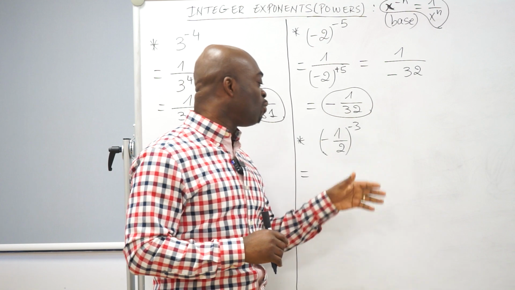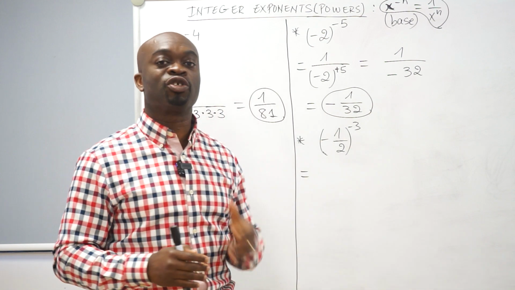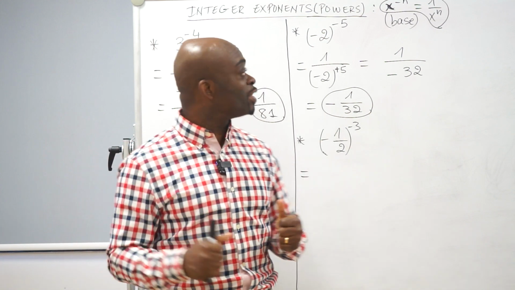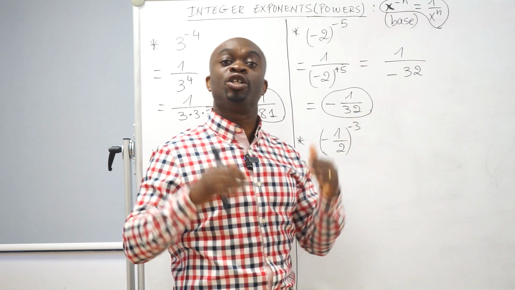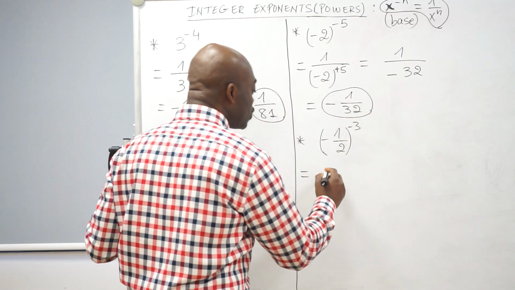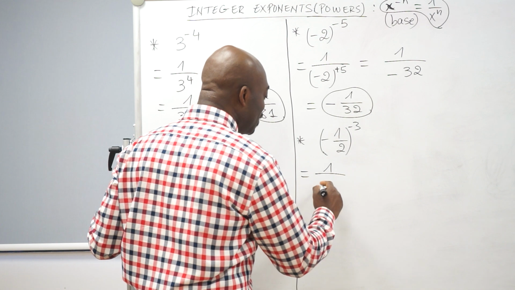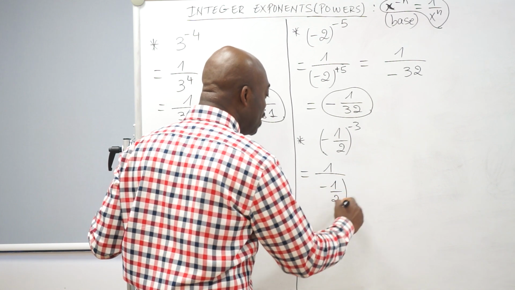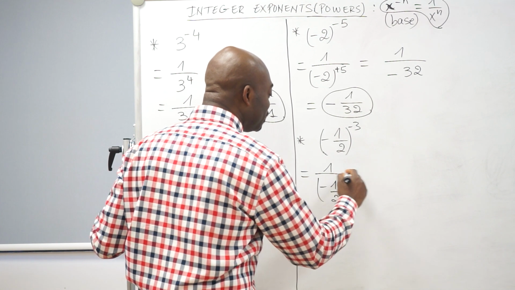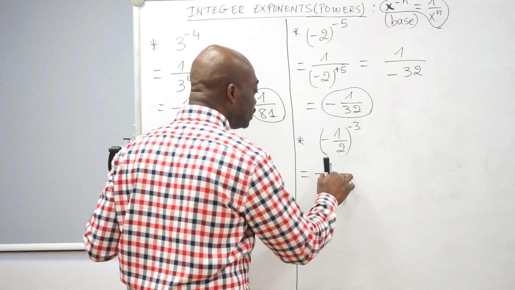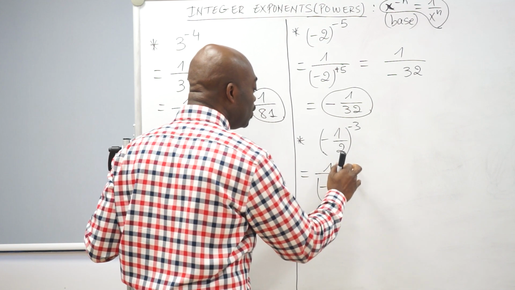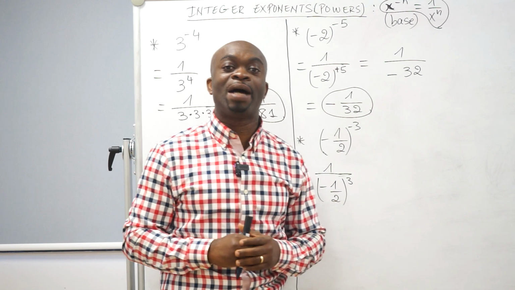So this one's negative 1 over 2 power negative 3. So the first thing we got to do is following the rules. We have a negative power, so we're going to move it down. So it's going to be 1 over negative 1 over 2 power positive 3. Right? That'll be positive 3. So that is power positive 3.